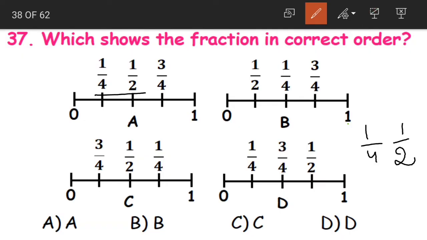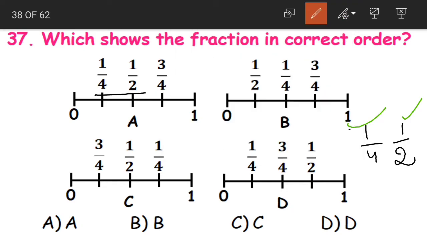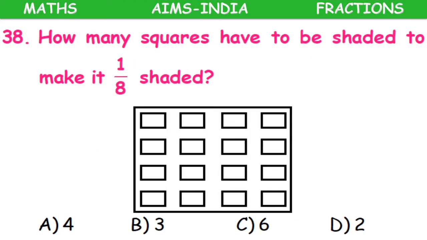Okay, but for now you remember that first we have 1 by 4, then we have 1 by 2. Yes, clear? Then after that we have our 3 by 4. This is a little bit complex problem, but you will learn more about it in your further classes. But for now, this concept is clear, right? First we have 1 by 4, then 1 by 2, and then 3 by 4. So option A is showing the correct number line.